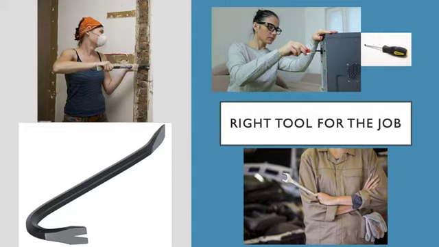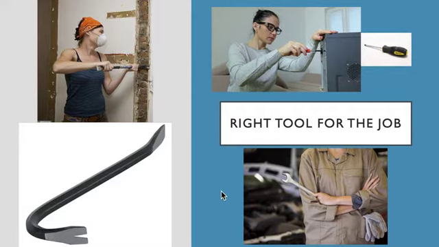Okay, so have a look at all of these tools here. We've got 3 different tools. What do you think they've all got in common? So we've got a crowbar, and we've got someone using a crowbar here. We've got a screwdriver, somebody screwing something into it. It looks like a computer or something there. And then we've got a spanner here. So what have these 3 tools all got in common?